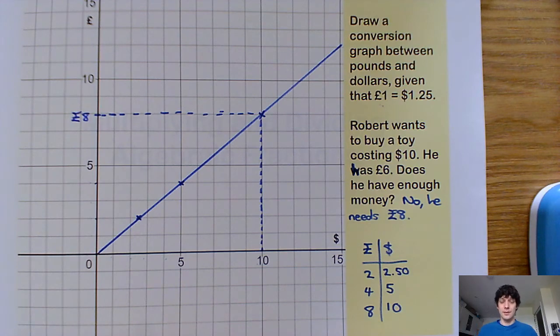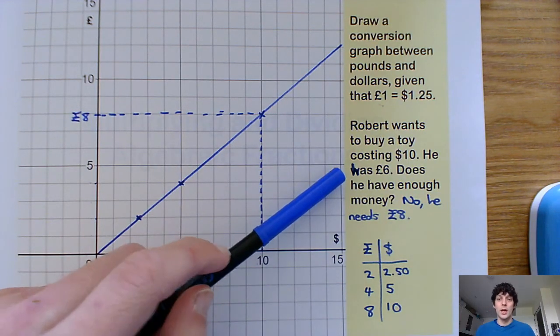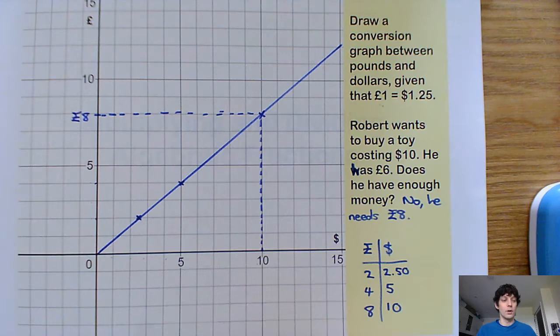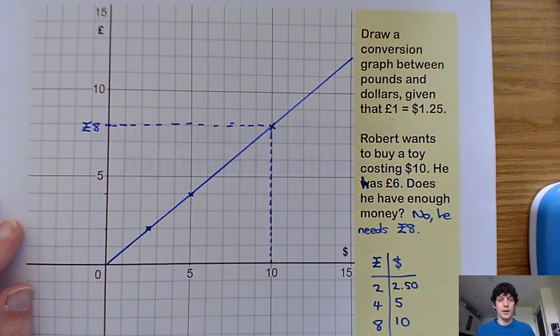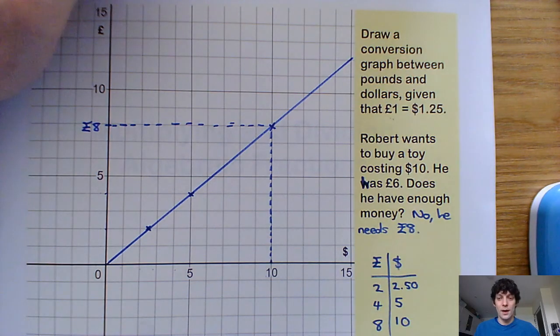So it's just giving us a question and expecting us to be able to look at the graph and see how I can use my graph to help myself with that question. Okay, and that's what conversion graphs look like. So try some questions on that. Let me know if you have any problems.